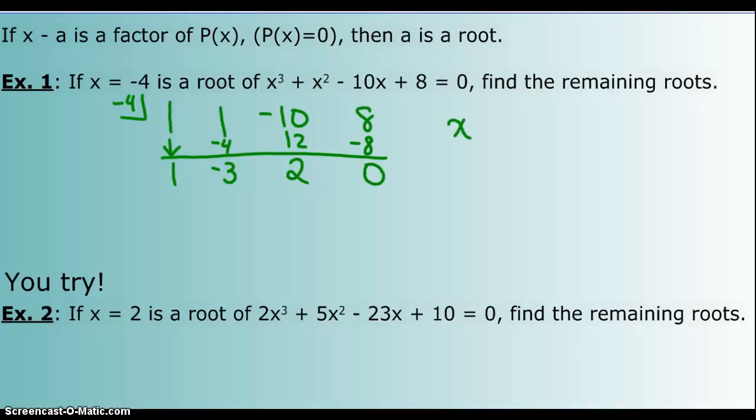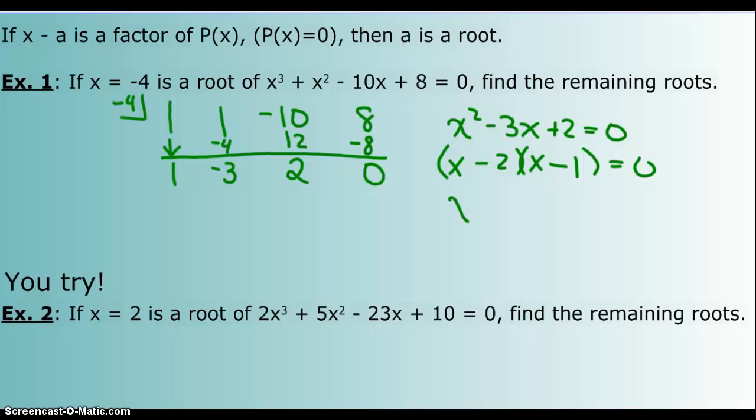So I'm at x squared minus 3x plus 2 equals 0. This one looks like it's going to factor nicely. Pretty awesome. x and x, 2 and 1. They have to be the same sign, and they both have to be negative. So I continue to solve. x equals 2 and x equals 1. So your roots are x equals negative 4, x equals 2, and x equals 1.